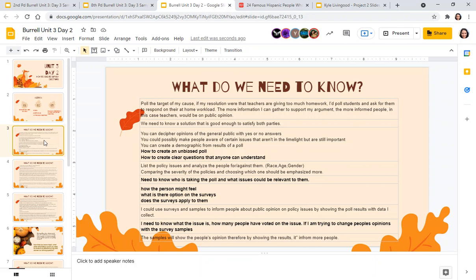What do we need to know? How to create an unbiased poll. How to create clear questions anyone can understand. And these are things that we're going to talk about today. We need to know who's taking the poll, what issues could be relevant to them, how the person might feel, what their opinion is on the surveys, and do the surveys apply to them. I need to know what the issue is, how many people have voted on the issue, that's going to be important, and if I'm trying to change people's opinions with the sample surveys.